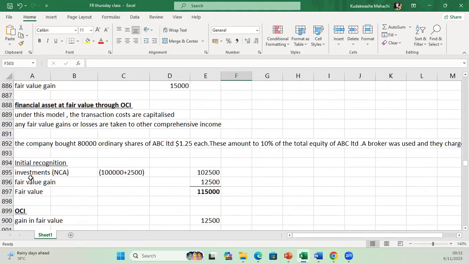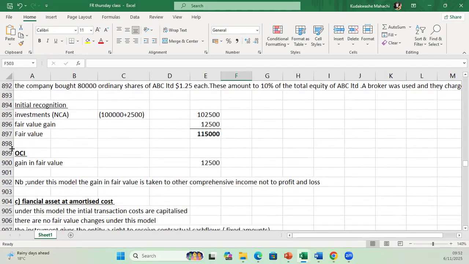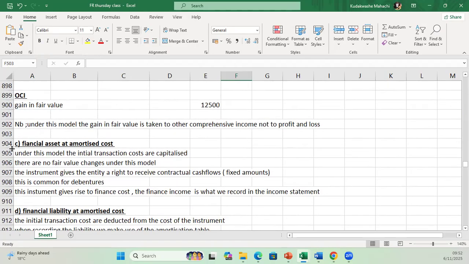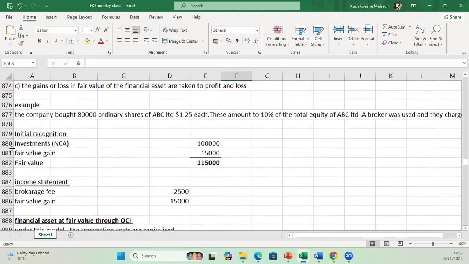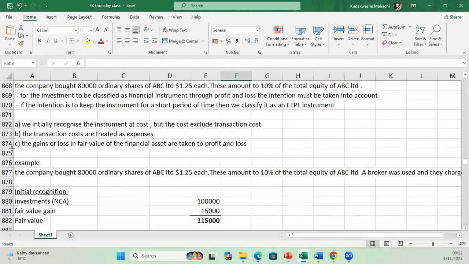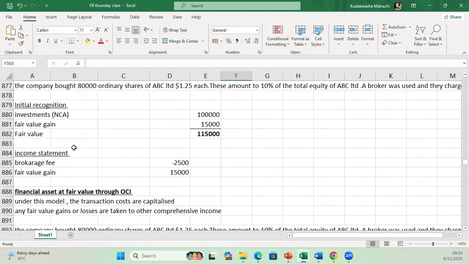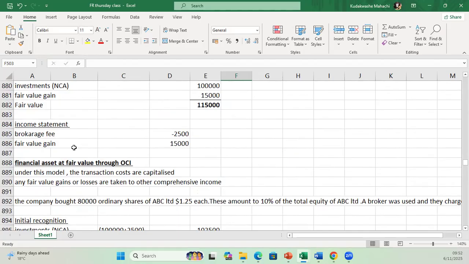Okay, so the fair value through OCI, this is used when we want to keep the instrument for a long period of time. So we buy these instruments with the aim of keeping them for a long period. If it is for a short period of time, it is fair value through profit and loss. But if we want to keep it for a long time, it's fair value through other comprehensive income.